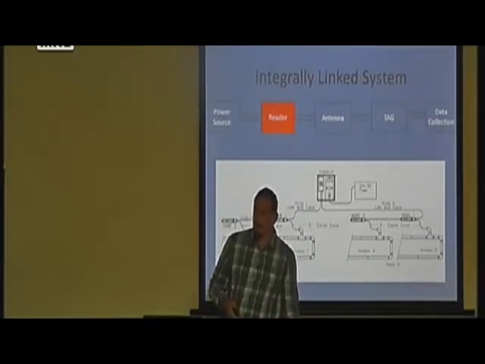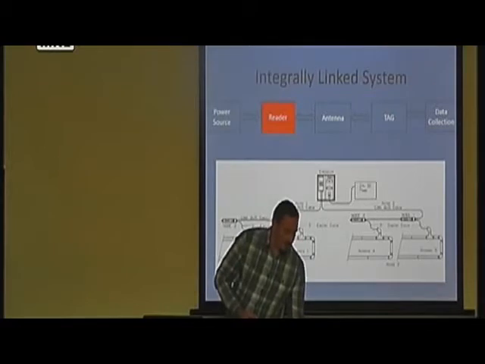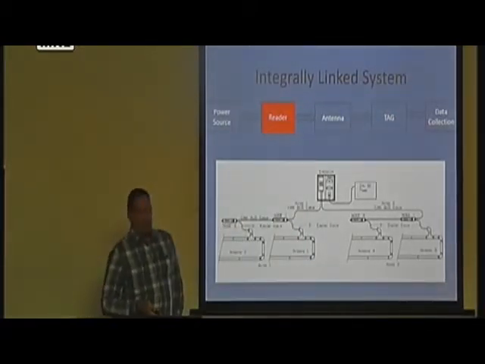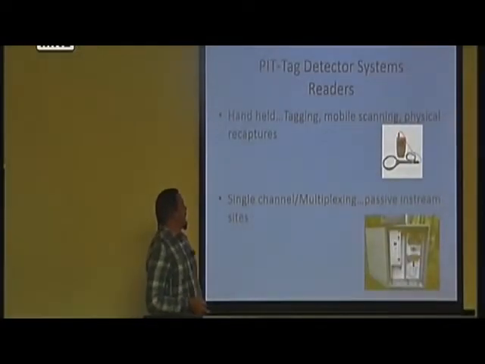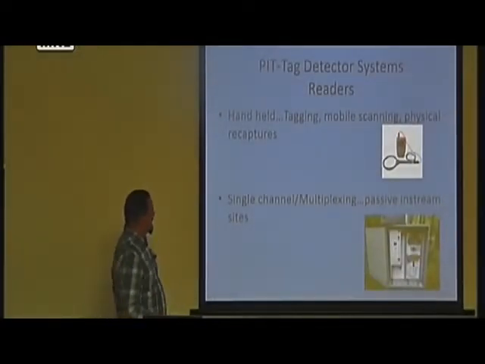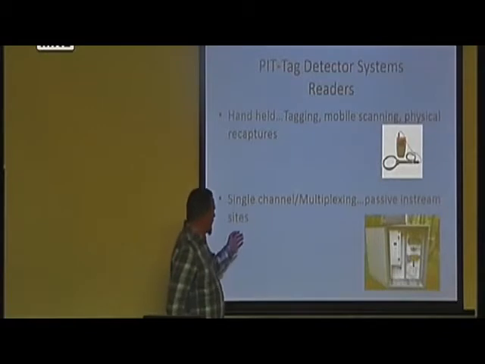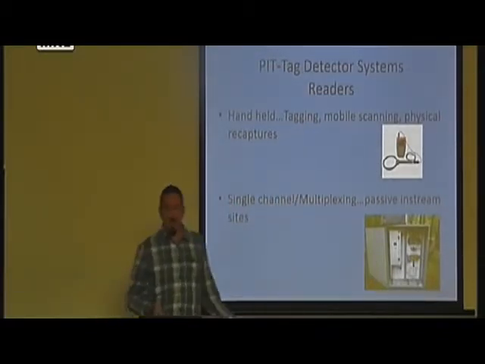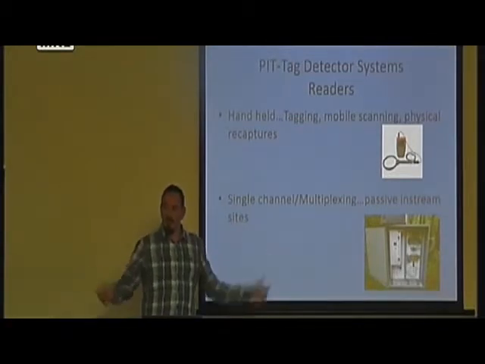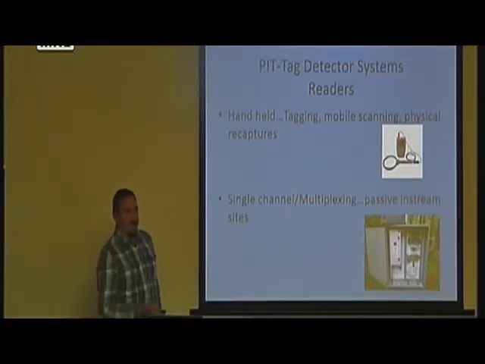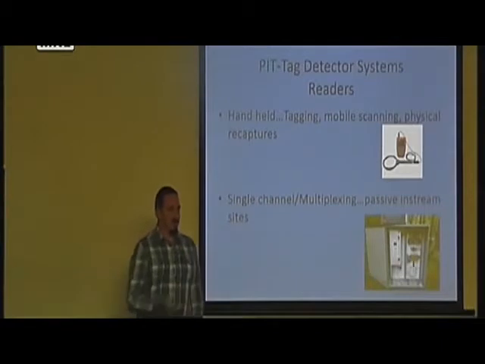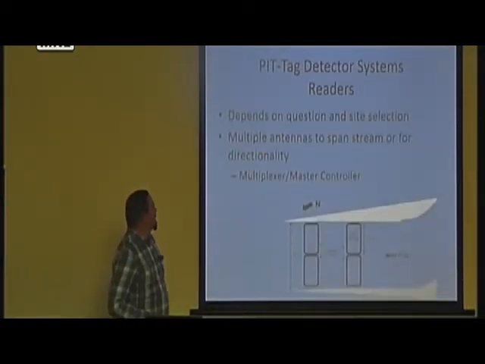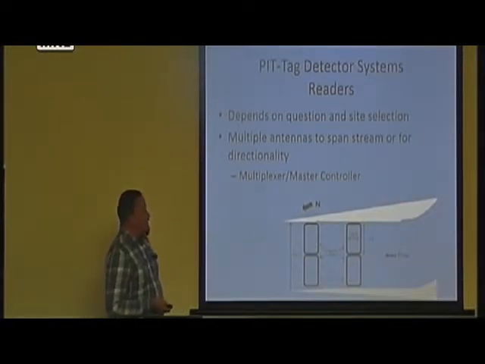So then there's a whole bunch of different types of readers that you'll choose or decide depending on what your question is going to be. So there's the handheld reader. Then there's a single or multiplexing bigger reader that's going to go into a bigger system across a river, or across an irrigation canal, or across a fish passage diversion. As I said, it depends on your question and what site you're in.